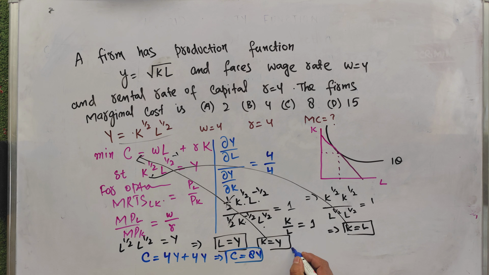Now, what is the marginal cost? Marginal cost is the change in the total cost due to the change in the output, that is dC/dy. So take the derivative of this with respect to y. The derivative of y is 1, so we get 8 times 1, which is equal to 8. That means our marginal cost will be equal to 8.